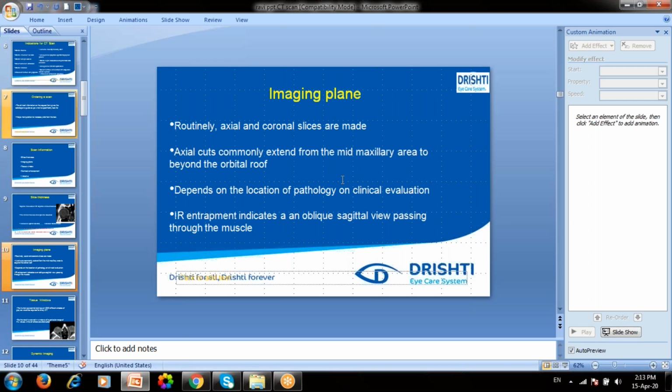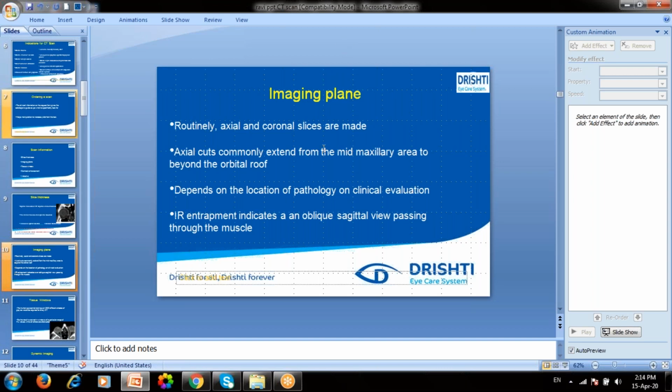So, imaging plane. I have already discussed the axial, coronal, and sagittal views. Each of these scans has different characteristics, so by seeing only one scan, we should not make the diagnosis. All three scans have to be seen. Sometimes in one scan a mass is visible, but in the other two scans it is not visible. So we should not make the final diagnosis by seeing only one scan. All three scans have to be seen.